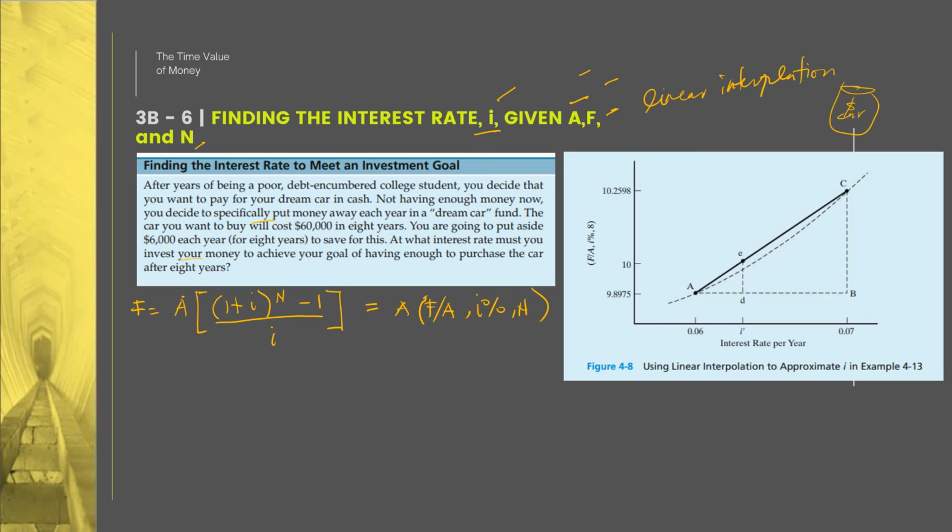How much is it? $60,000, and you put aside 6,000 each year. That is the future amount, right? $60,000 in 8 years, and you put aside 6,000, which we set as A, for 8 years. So, therefore, how much is it? Let's compute. Just divide, and you get 10.